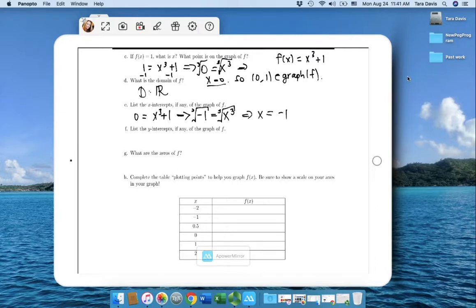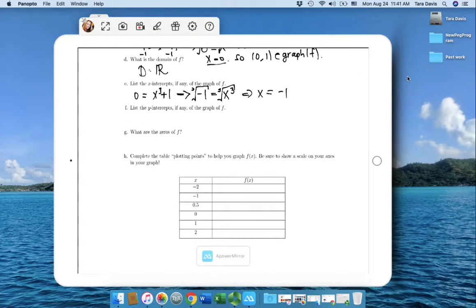So x equals negative 1 is the x-intercept, or I can say that the point negative 1, 0 is the x-intercept. And then similarly, finding the y-intercept means plugging in x equals 0. So I have to take 0 cubed plus 1, and I'm trying to find y now. Remember, y is the same as f of x. 0 cubed is 0, so this is equal to 0 plus 1, which is 1. So the y-intercept is 1.